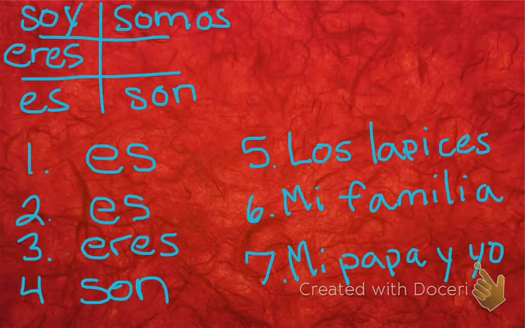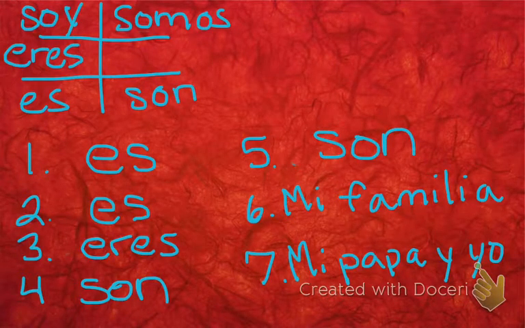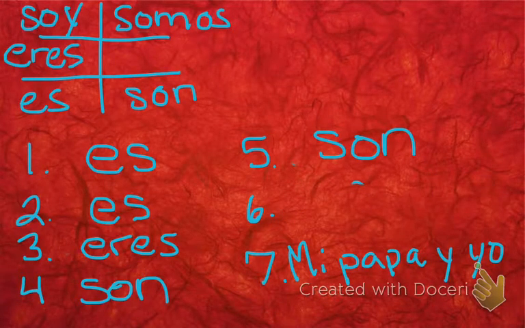Here for los lápices, I'm going to erase that. We're going to write son. I'm assuming that you are having los lápices down on your paper. Next to los lápices, you're going to have son, which would mean the pencils are. Then, just to give myself some space, I'm erasing mi familia. You should keep it on your paper. Mi familia means my family, and I'm going to say mi familia es.